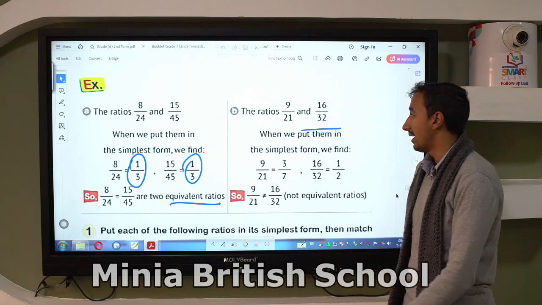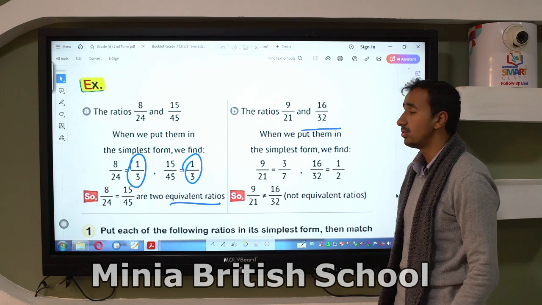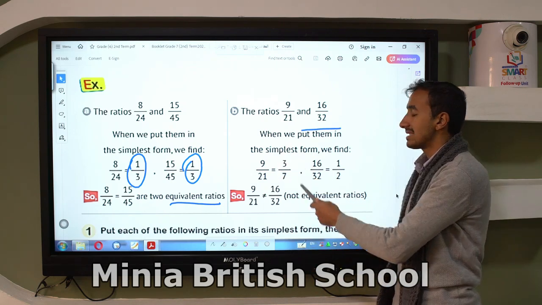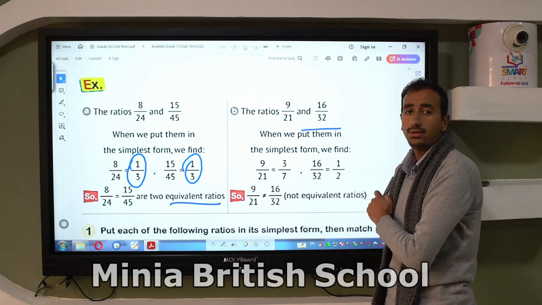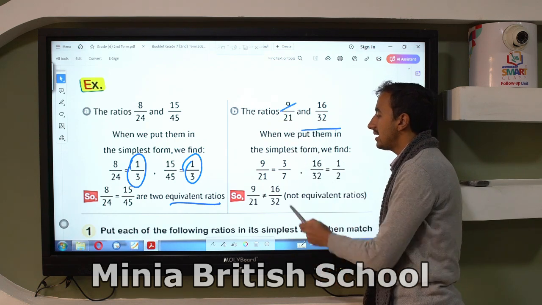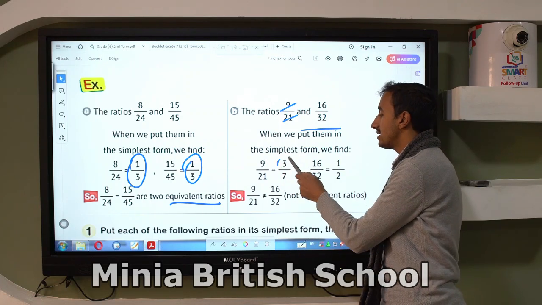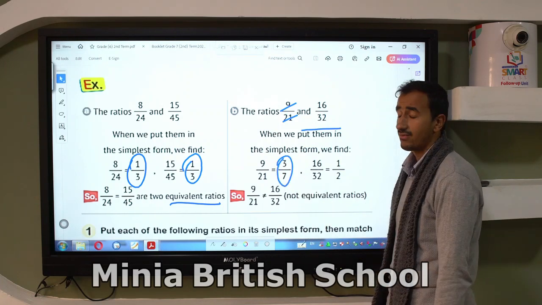Another example: we have 9 over 21 and 16 over 32. When we put 9 over 21 in the simplest form, we can divide by 3. 9 divided by 3 is 3, and 21 divided by 3 is 7. So the answer is 3 over 7 in the simplest form.